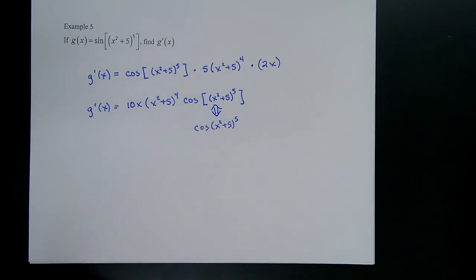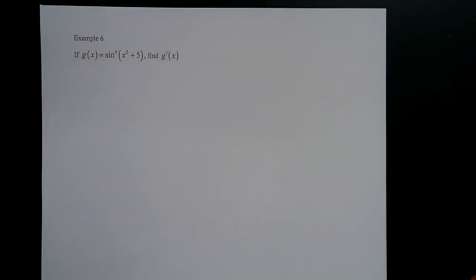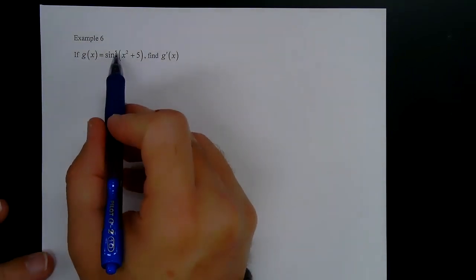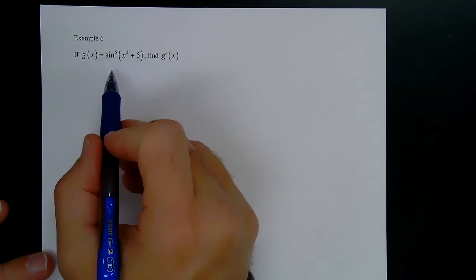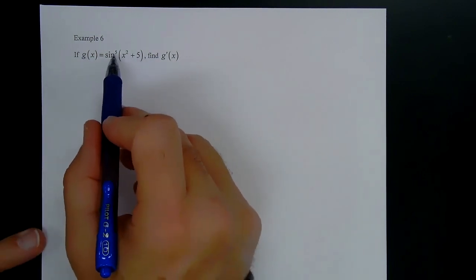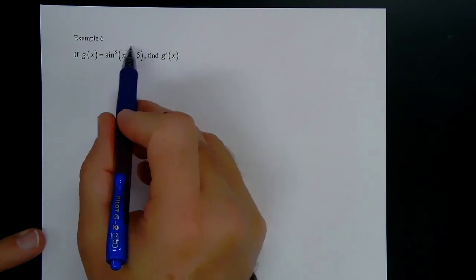All right. Okay, let's go to the next problem. So this last example, I'm going to write this differently. Sine raised to the 5th power of x squared plus 5. What's hard to see when it's written this way is we're raising sine to the 5th power, and part of sine is this x squared plus 5.